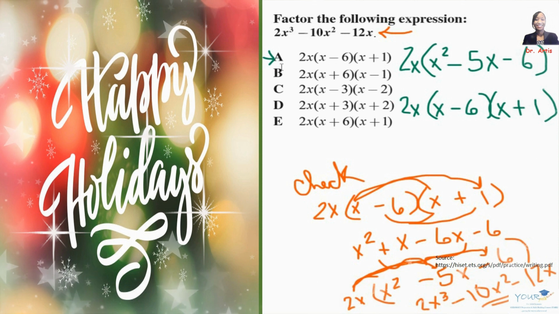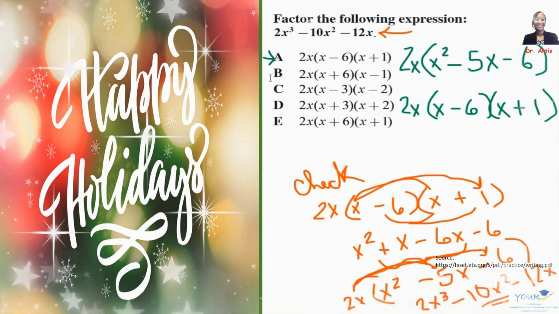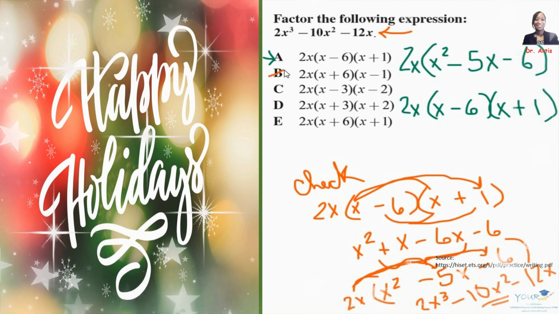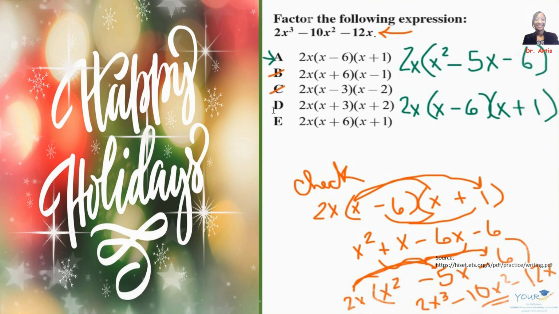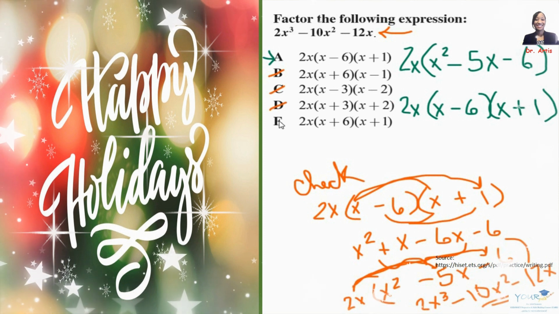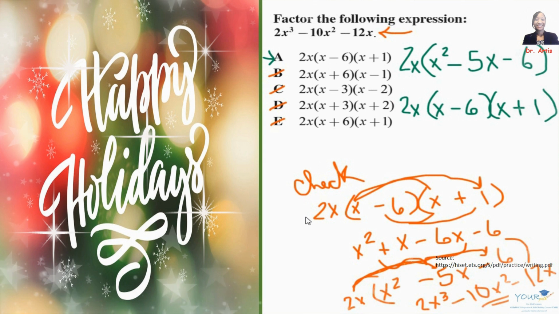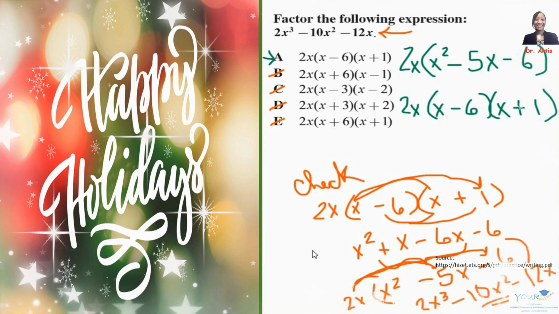So in this case, we know that option A is the correct choice, and therefore we can eliminate option B, C, D, and E because we know that they are not correct in terms of answering our test item.